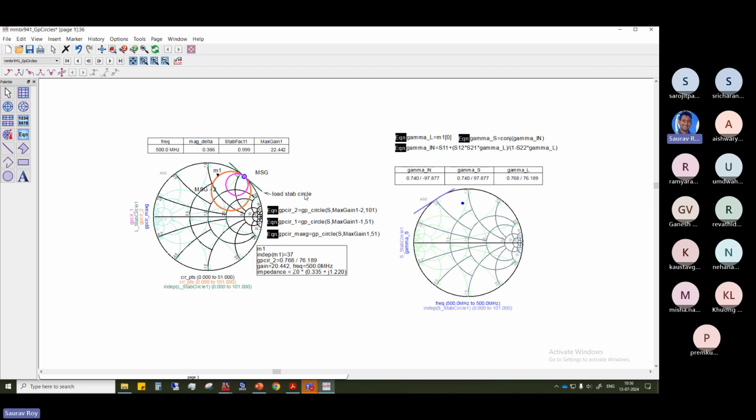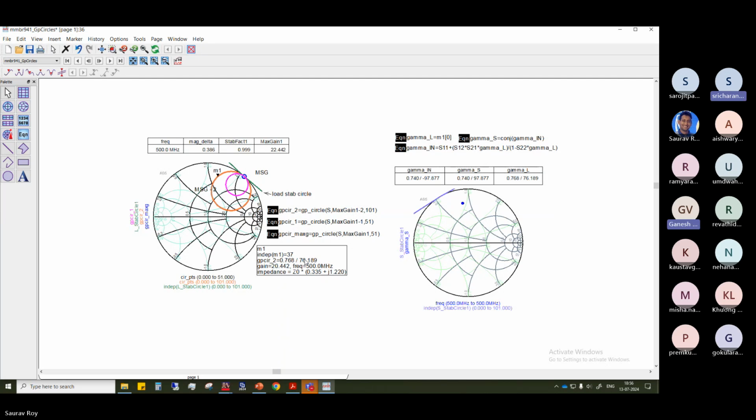And what is the load stability circle here? This is the green one. If you see here, the green one is written here as load stability circle. It is at this boundary. So definitely you have to operate inside here so that it will be stable as well as have some gain. That's why we choose to operate here. Maximum gain is 22.4. Let's say we choose here, that means around 20 dB. That is what we are getting here, 20.442. Is this clear, how we are deciding the gain and the stability circle?